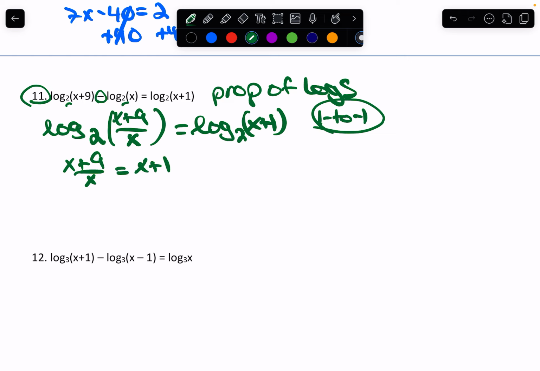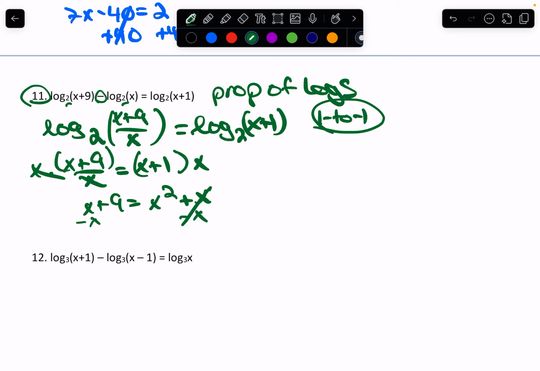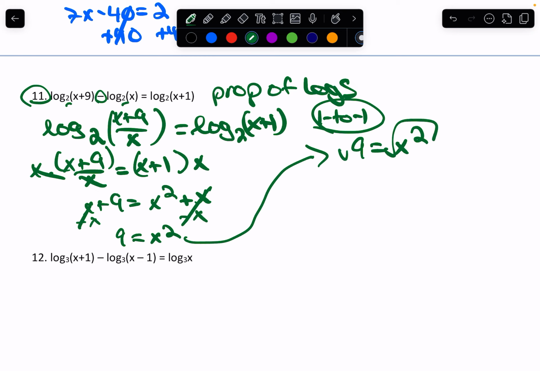We're going to multiply by x both sides here to get rid of the x on the denominator, and we get x plus 9 equals x squared plus x. We're going to move the x here, which means that it actually cancels out on both sides. 9 equals x squared. We can take a square root of both, positive and negative 3 equals x.